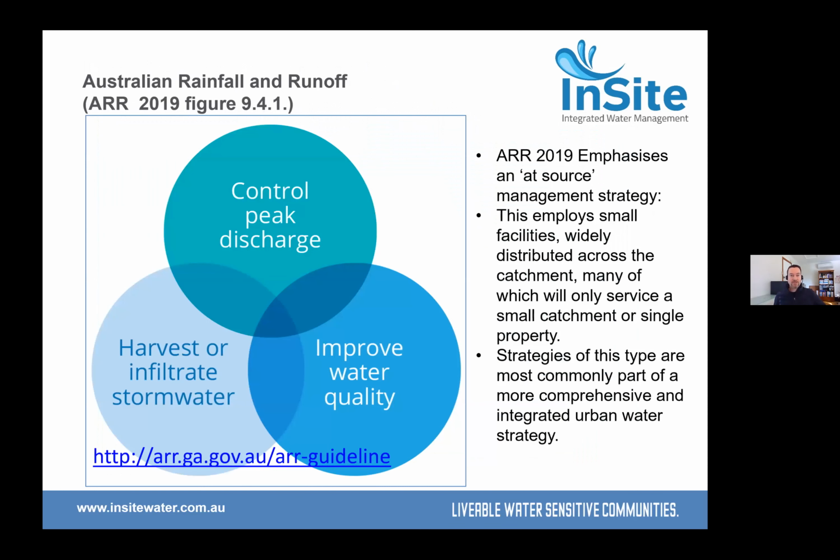So here we have the new Australian Rainfall and Runoff Guide, the ARR 2019. It was republished in 2019. Engineers Australia did a major rewrite, in fact, the first major rewrite of this guide since 1987. And it's a very important document for anyone involved in stormwater in Australia to be looking at.